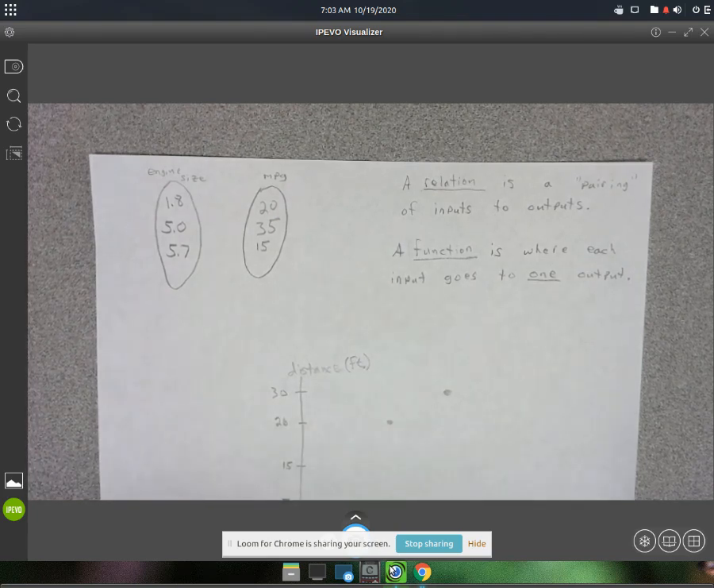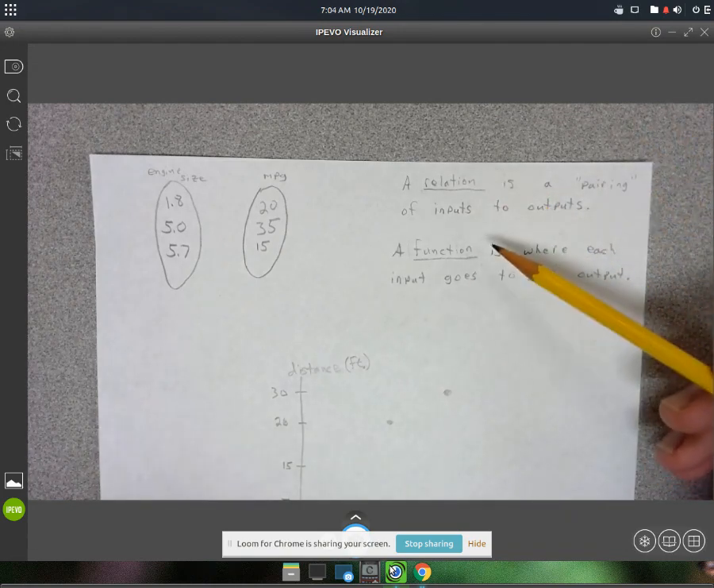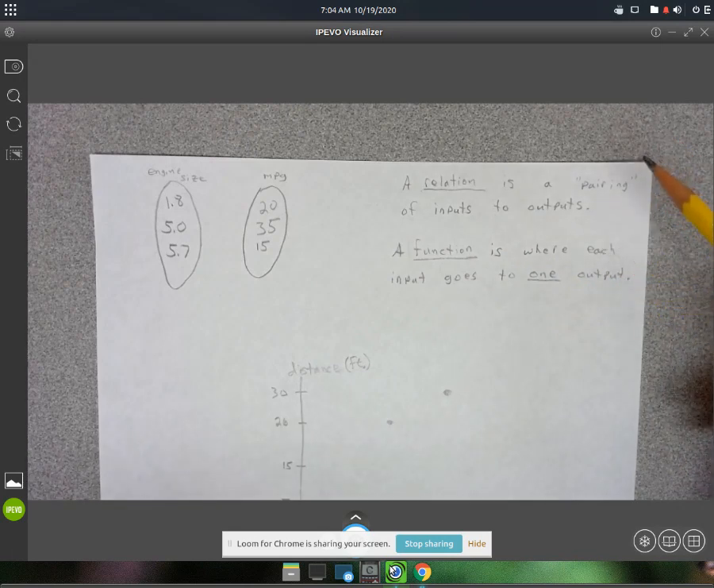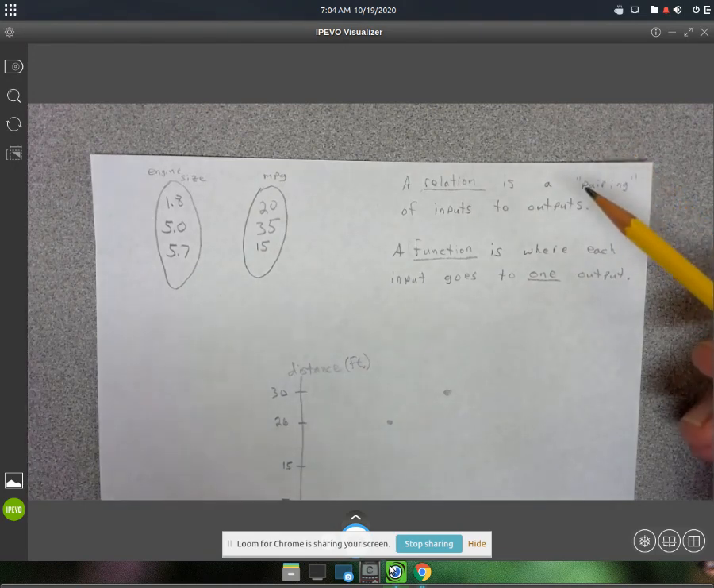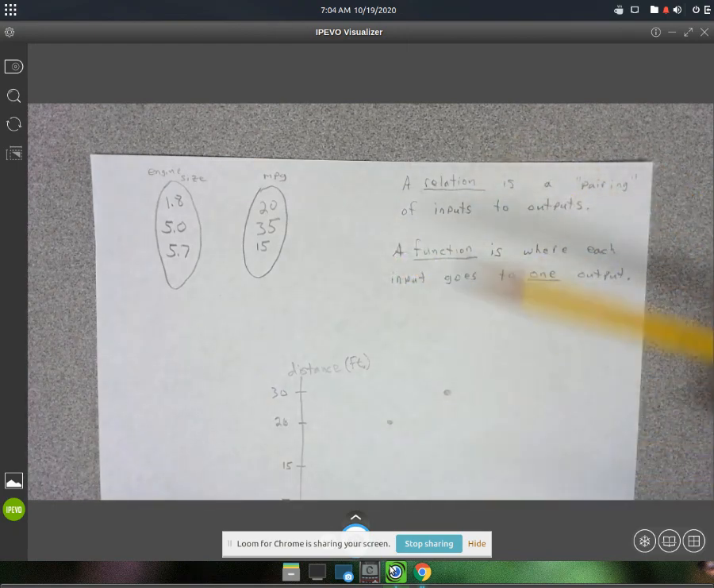In this video, I want to look at the difference between a relation and a function. Functions are going to be the main topic here, and there's a lot to talk about. I've got four relations, or ways that you might represent a function.